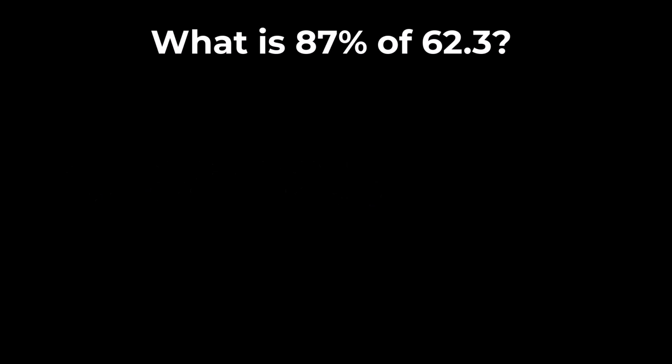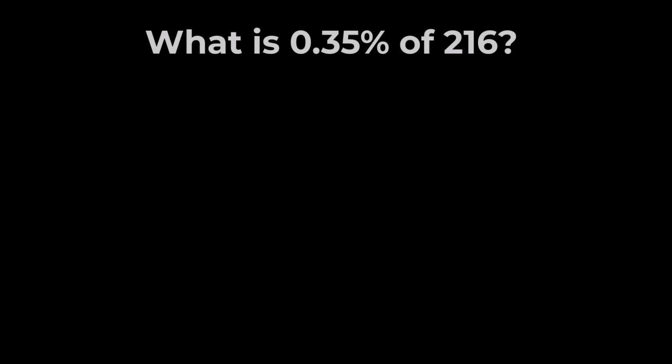Let's do one more with a percentage that oftentimes will get students a little confused. Let's find 0.35% of 216. Now, the reason students sometimes get freaked out about this is because that decimal is in a place they don't expect it to be. But here's the thing. All that decimal being there means is this is less than 1%. And that's the only thing you have to think about.